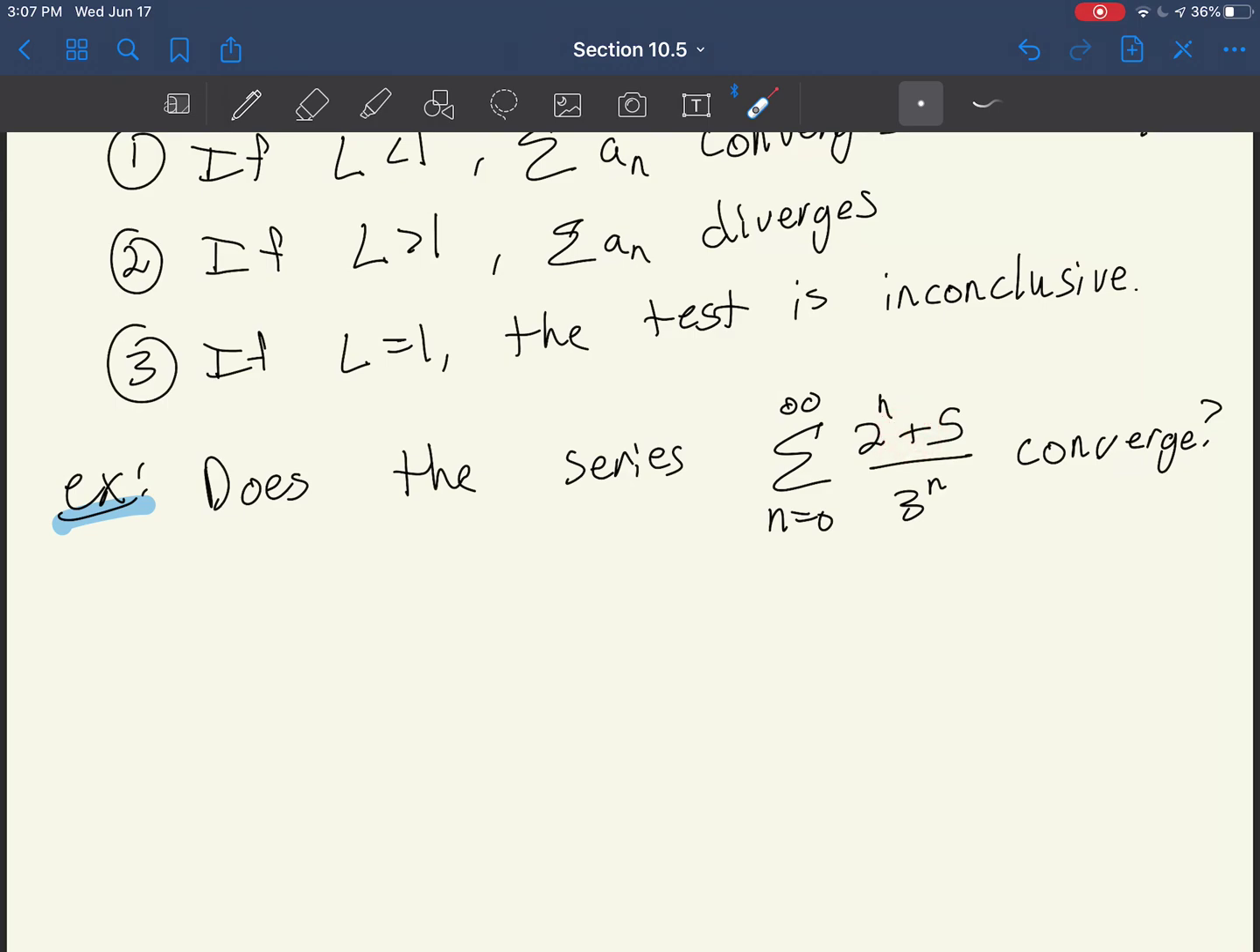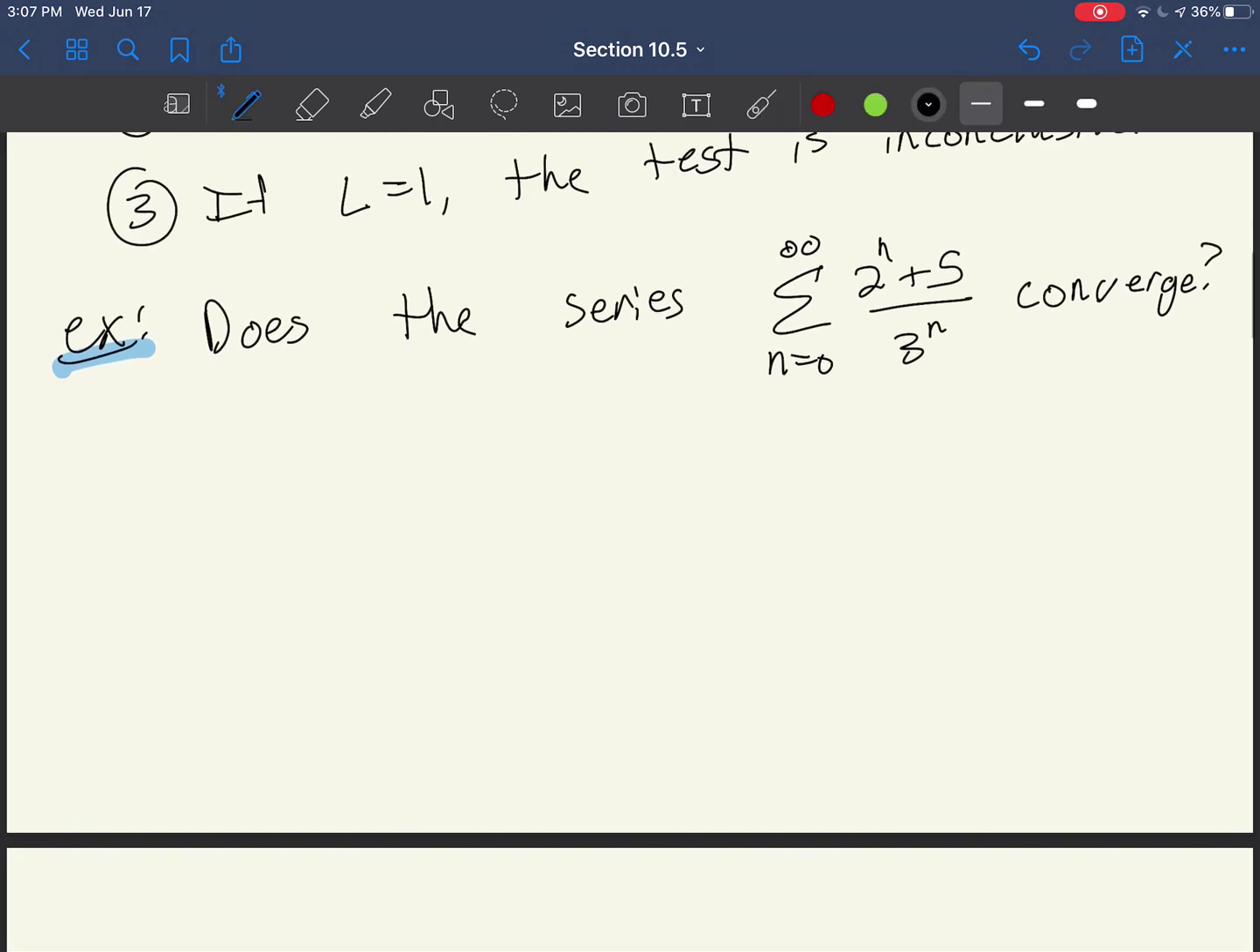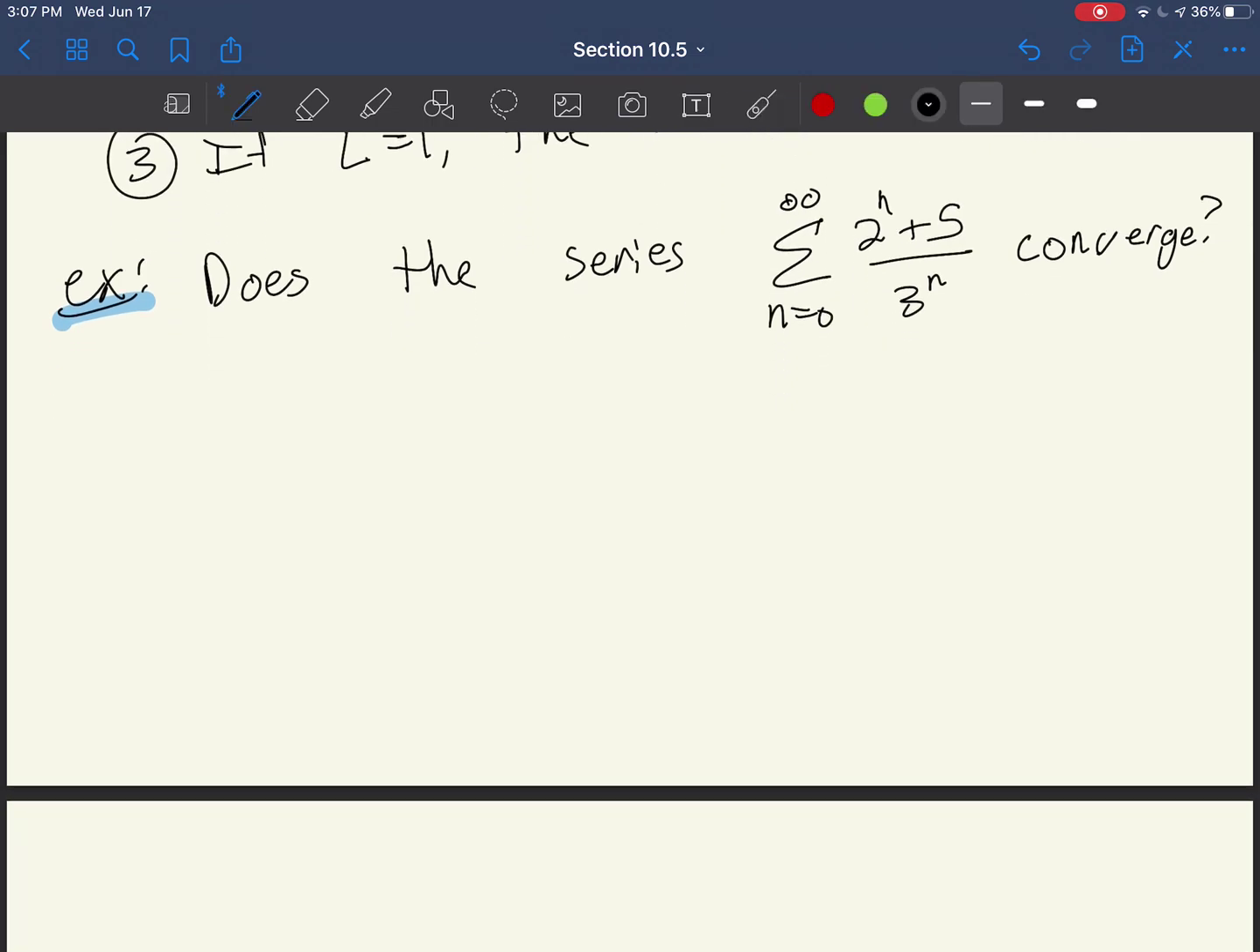We can break up this sum over this addition, and then we'd have 2 to the n over 3 to the n. This series will converge because it's a geometric series with r equaling 2/3. And then we would also have 5 over 3 to the n. Pull out the 5, and then you'd have a geometric series with r equaling 1/3. You're adding two convergent series, so it must converge. But since we know that it converges, let's see that we get that using the ratio test.